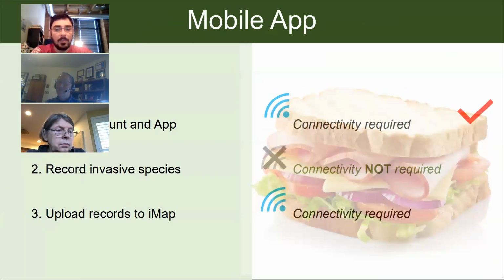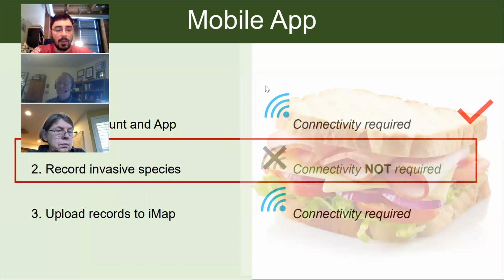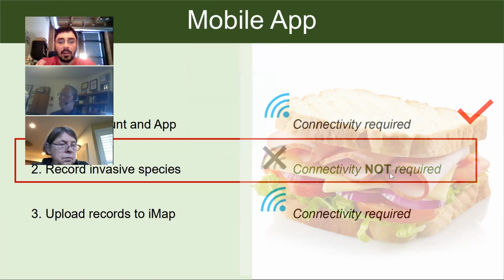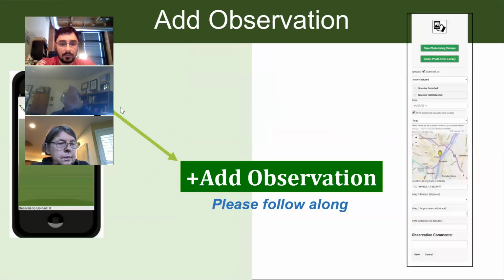So that's setting up the app. So step one's done, and now we're moving on to step two. We are going to take a practice point for recording an invasive species. The important thing to note here is that you actually don't need an internet connection when you are recording an invasive species. You only need an internet connection when you are uploading those points to the database.